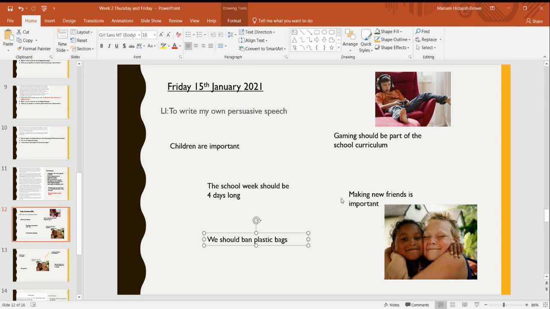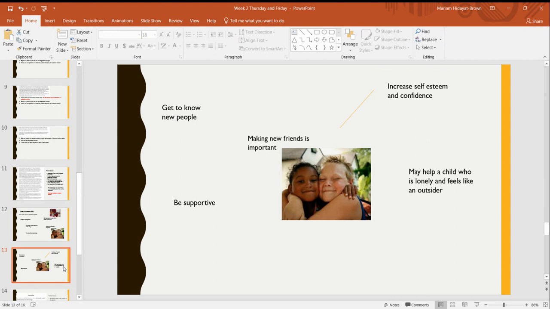So once you've written your statement, you're then going to think about some ideas to support your statement. Now, I'm going to choose this one. Making new friends is important. And I'm now going to think about how am I going to persuade my audience that making new friends is actually important? So I've thought about some ideas. Actually, it helps to get to know new people. Making new friends ensures that you are being supportive. It increases your self esteem and confidence. And you also may help a child who is feeling lonely feel less like an outsider.